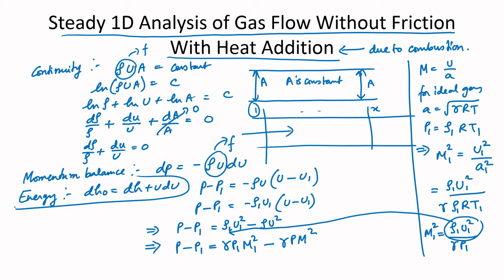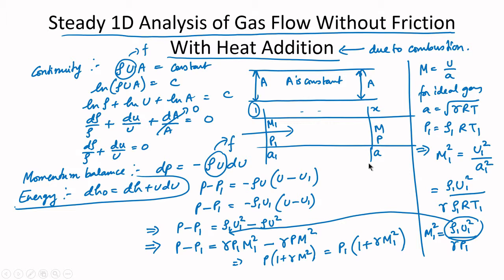Okay. So, this implies P times 1 plus gamma M squared is equal to P1 times 1 plus gamma M1 squared. M is the Mach number at this point M. This is the inlet Mach number. P is the pressure here, P1 is the pressure here. Similarly, A1 is the sound speed here, A is the sound speed here.